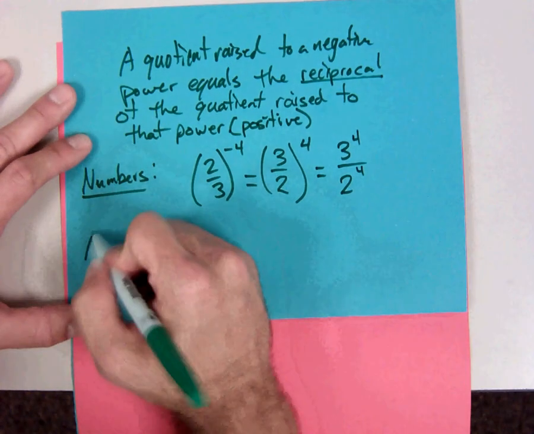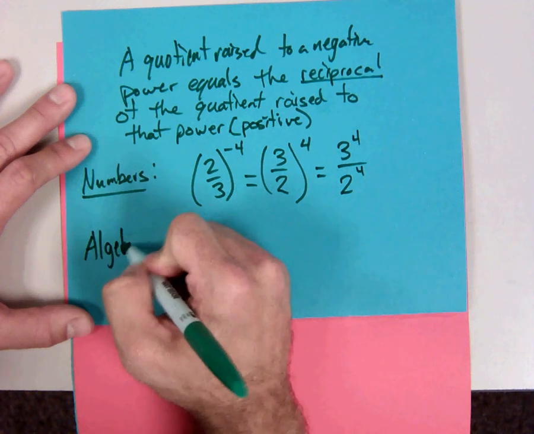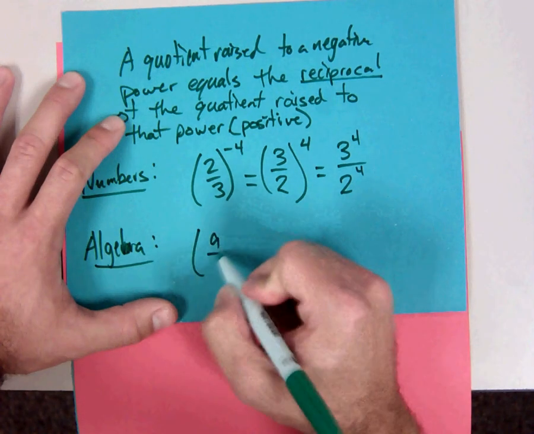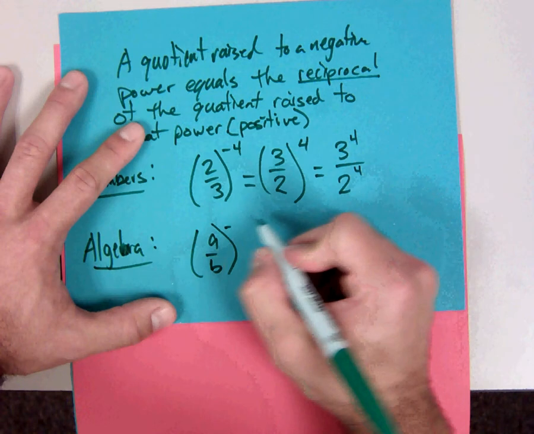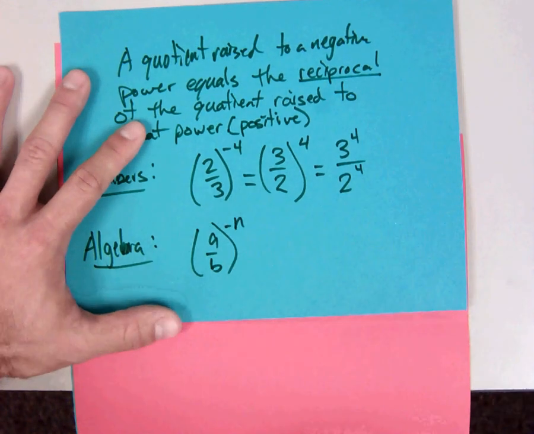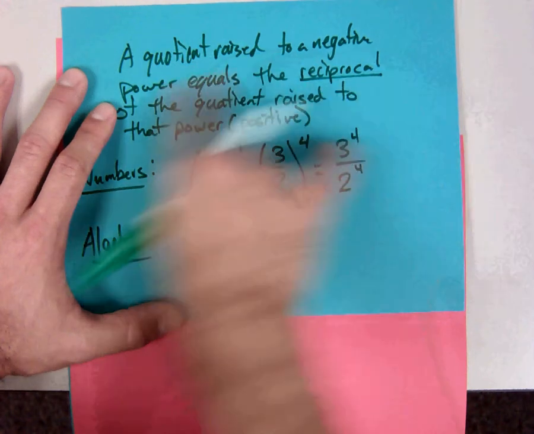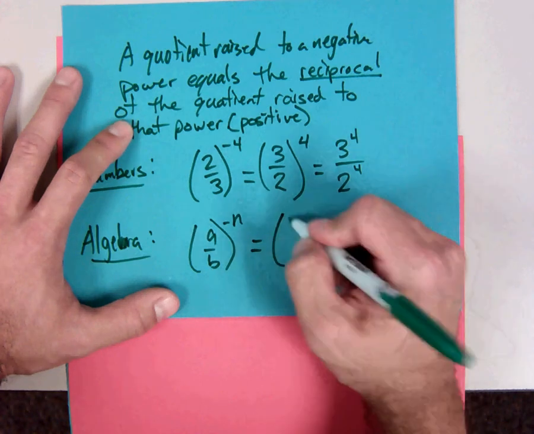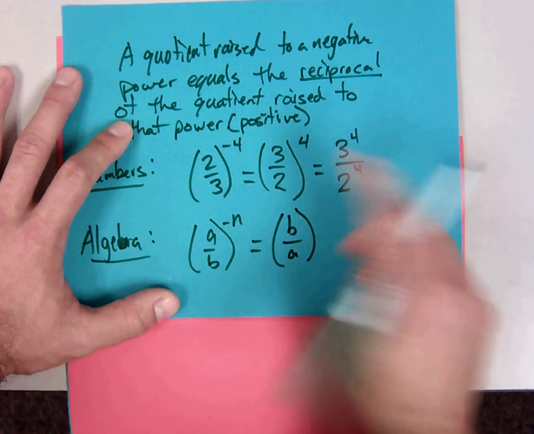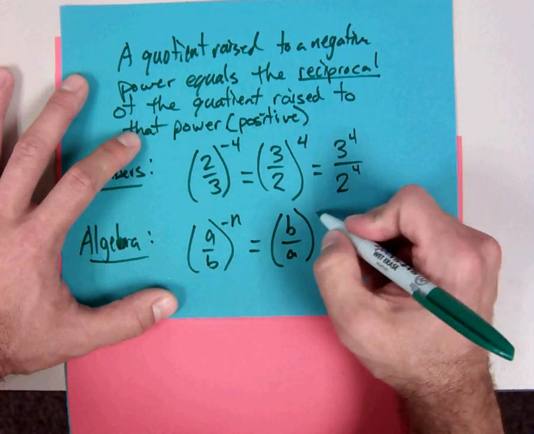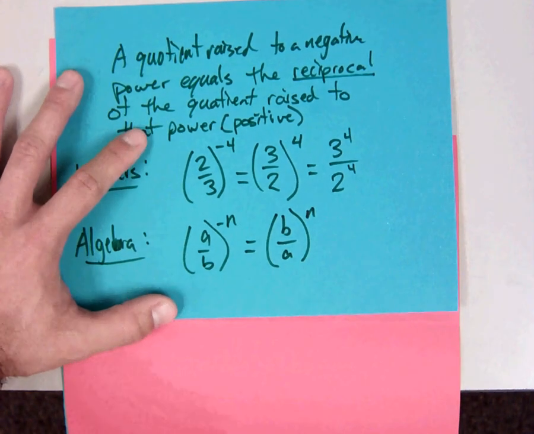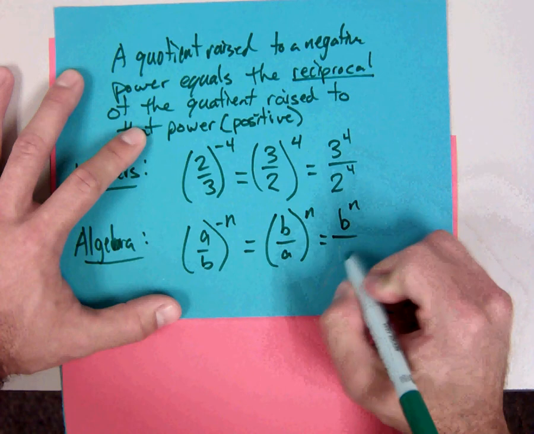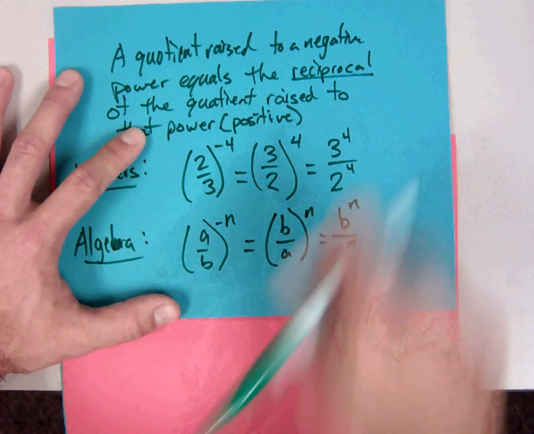All right, so let's see it with algebra, or with variables, I should say. If we have a quotient a divided by b raised to the negative nth power, a quotient raised to a negative power equals the reciprocal of the quotient. So we're going to have to flip a divided by b. It now becomes b divided by a, and it's raised to that power, but it's going to be positive. So it's now to the positive power of n. And if we remember the positive power property, we have b to the nth divided by a to the nth. Each base raised to that power.